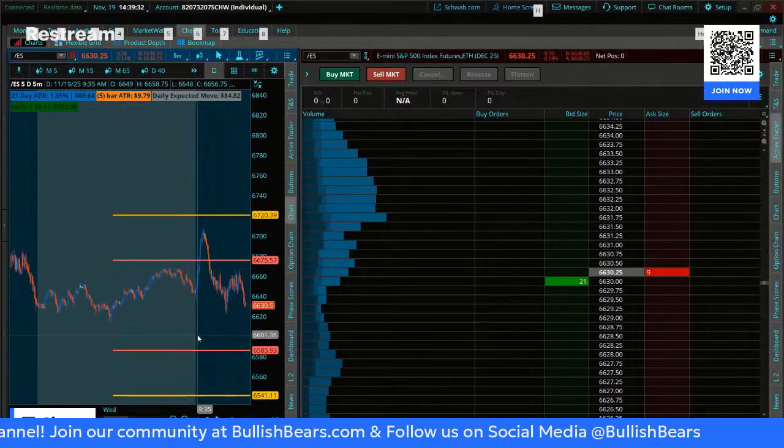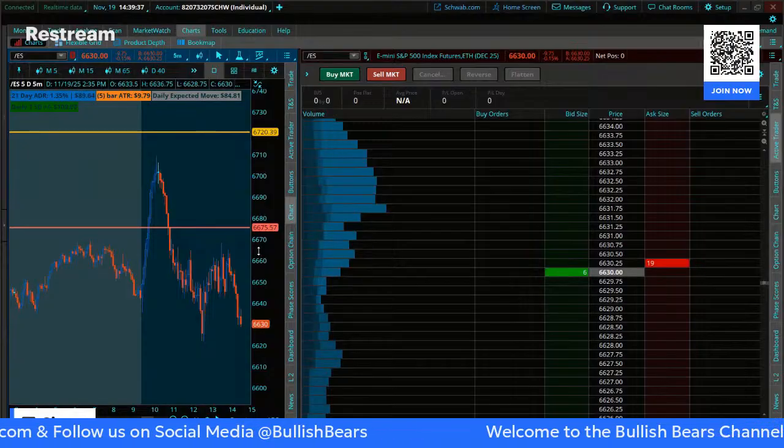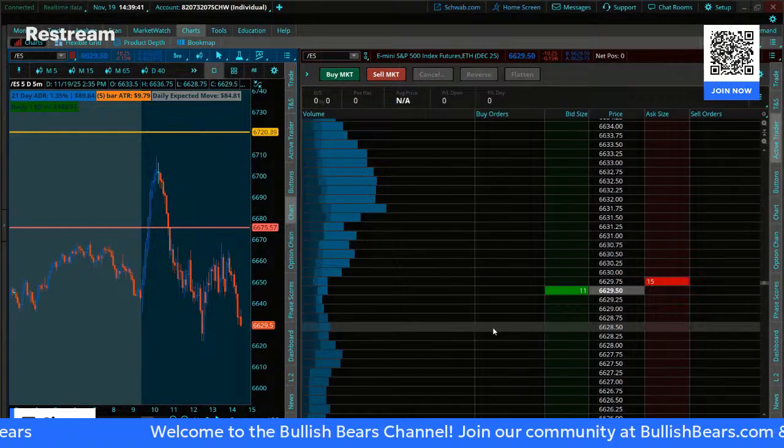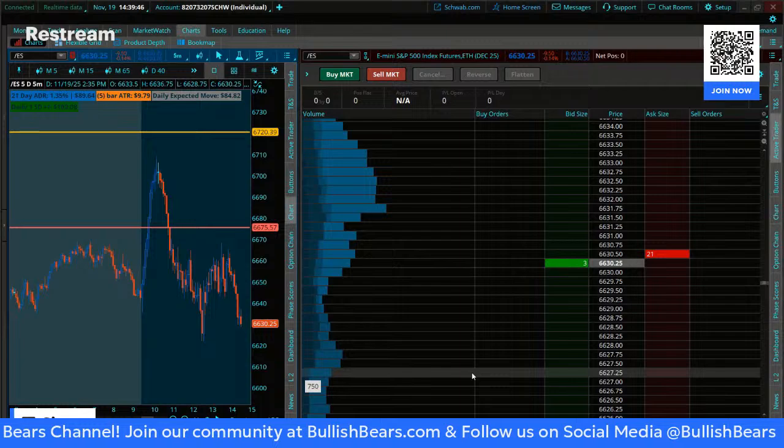There's a lot to order flow. Bookmap, Jigsaw, those are the two most popular. But yeah, the liquidity gap phrase comes from that sort of logic.